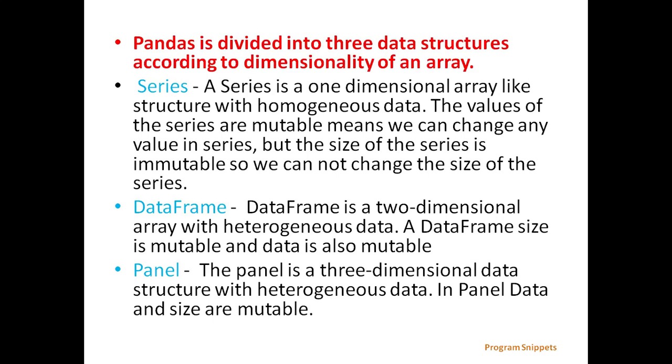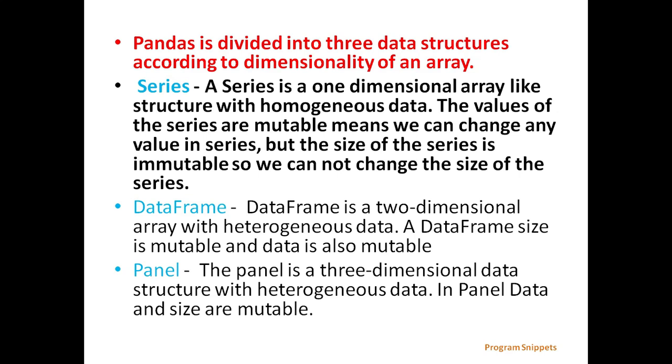Pandas is divided into 3 data structures according to the dimension of the array. First is series, which is a one-dimensional array-like structure with homogeneous data. The values of the series are mutable, that is, we can change any value in the series, but the size of the series is immutable, that is, we cannot change the size of the series.